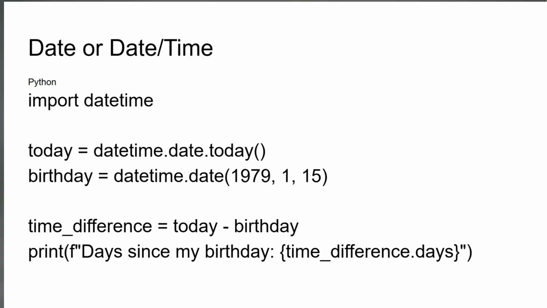And then once you have that, now we can do the differences. We can do calculations. So we can say time difference equals today minus birthday. And then we could print "days since my birthday" and print that time difference. So that's a nice shorthand. It can be used for some things. Other things are going to use some other datetime functions. So just be aware of that.